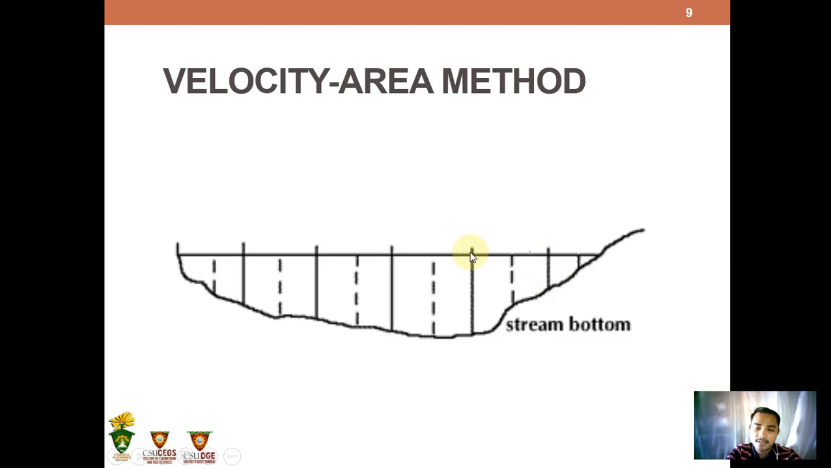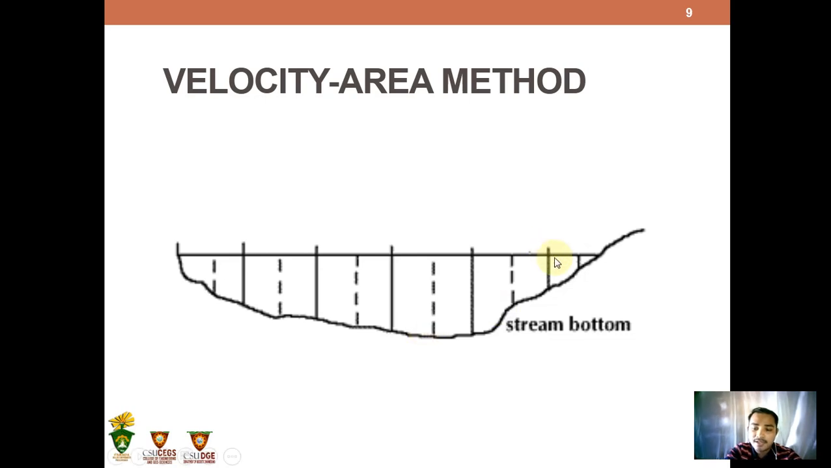So as with intervals 2, 3, 4, and 5, also, you released a float here, right? For example, the float you used to determine the velocity of the water. Remember that you released a float here.